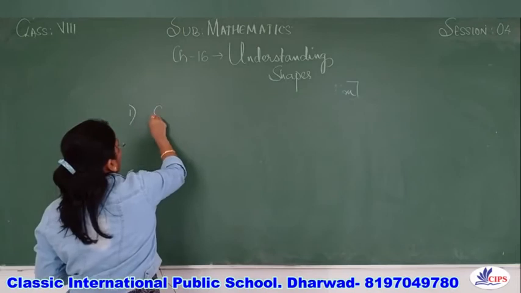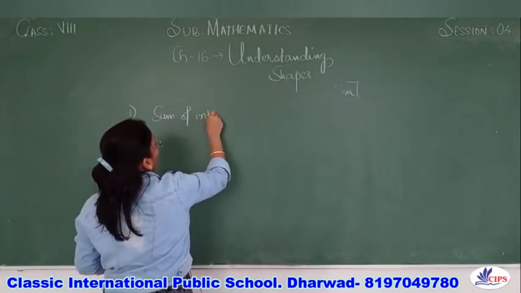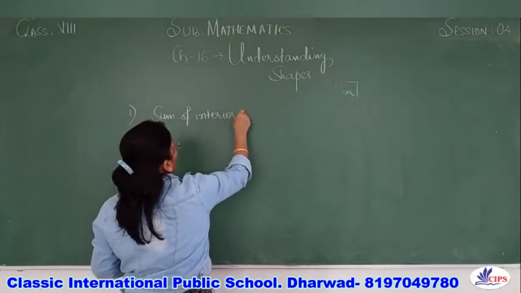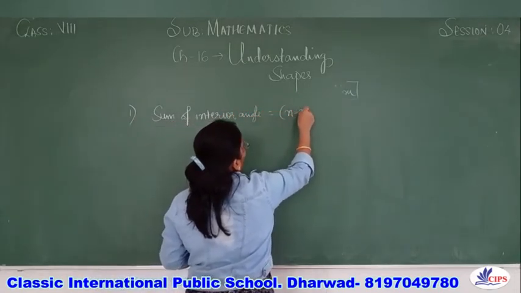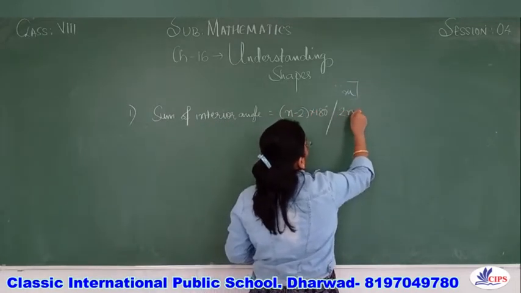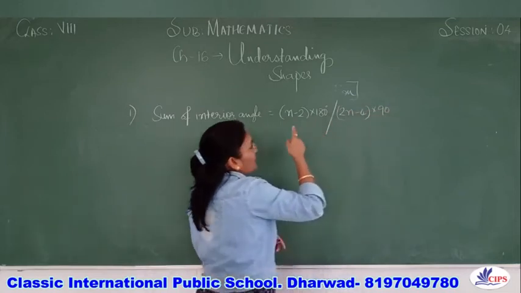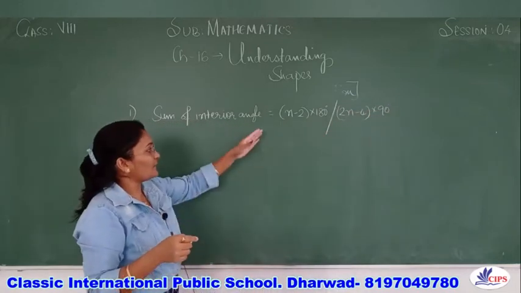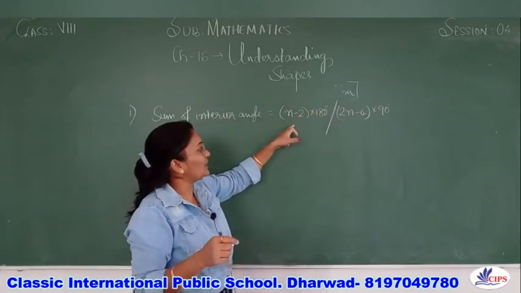So the first formula is the sum of its interior angles. What is the formula to find the sum of interior angles? (n minus 2) into 180, or (2n minus 4) into 90 degrees. You can use either this or that. As we have used this one, they have given this in the textbook. You can use this formula.